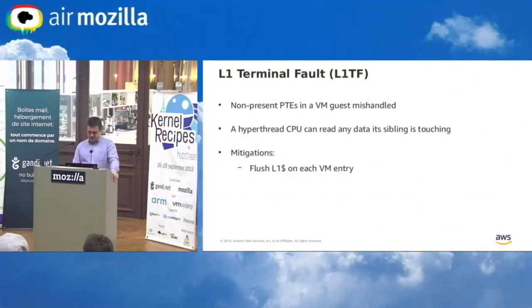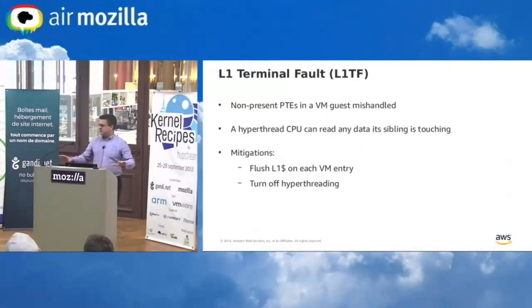So what can we do about this other than taking up goat farming? Firstly, you can flush the L1 cache every time you go back into a guest, which is fine. And of course, you just turn off hyperthreading, right? You didn't want that other CPU. We'll just turn off hyperthreading everywhere. So that's fine. Everybody happy with turning off hyperthreading?